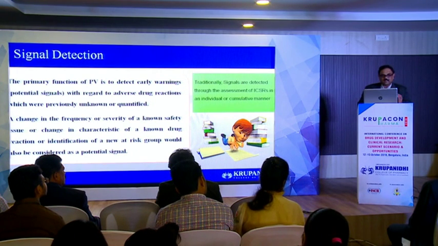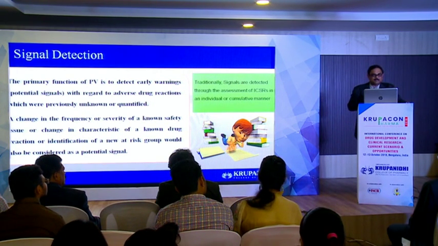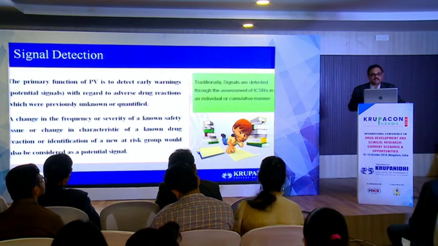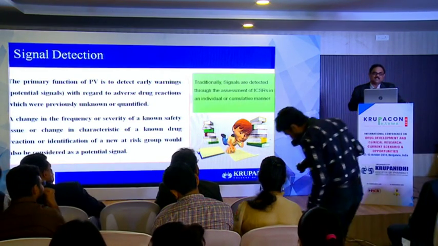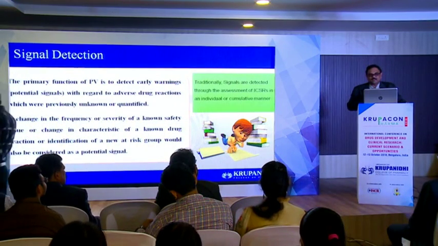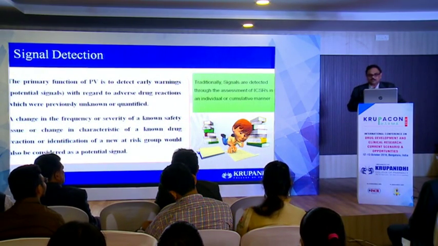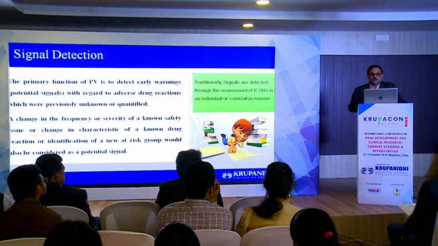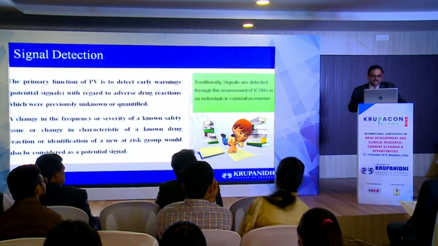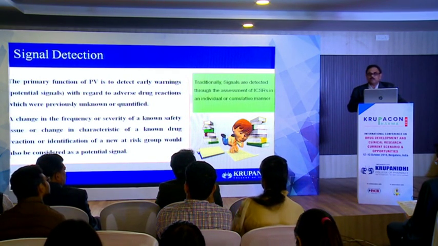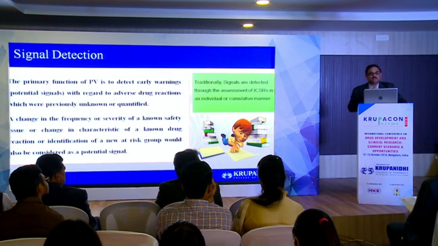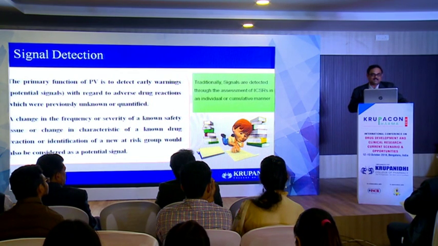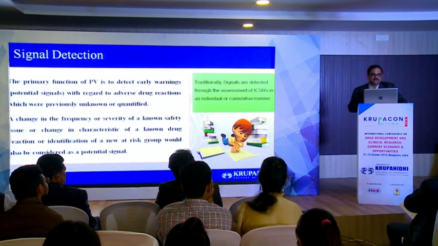I'm just giving one example. It can be based on number, it can be based on seriousness, it can be based on a patient dying due to a seemingly benign condition. All these should be considered as signals. A change in the frequency or severity of a known safety issue, or change in the characteristic of a known drug reaction, or identification of a new at-risk group. For example, a drug suddenly behaves oddly in patients with phenylketonuria. That is to be considered as identification of a new at-risk group. So how will this signal be evaluated?